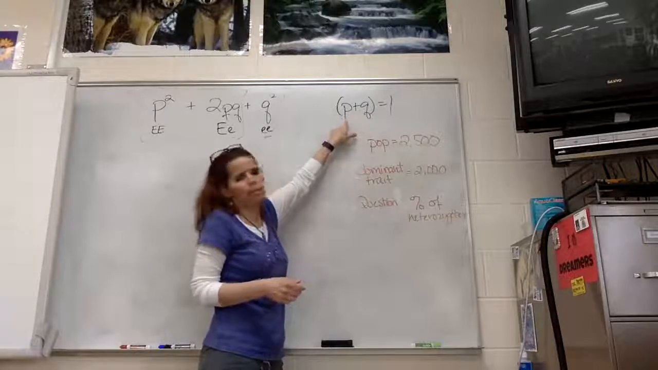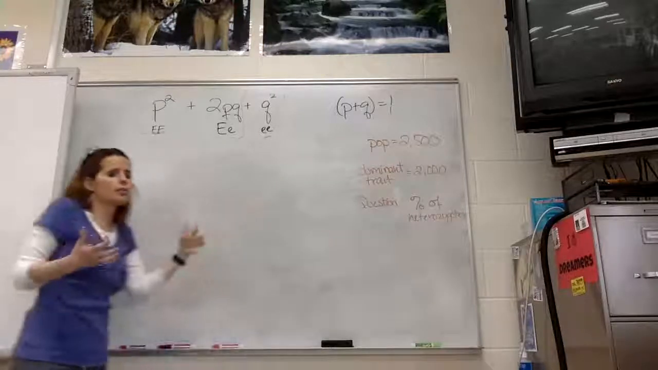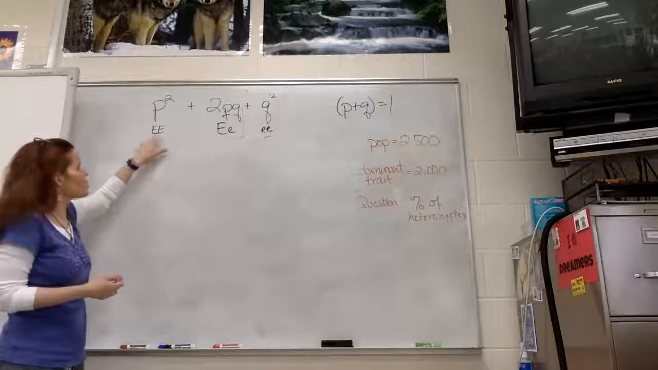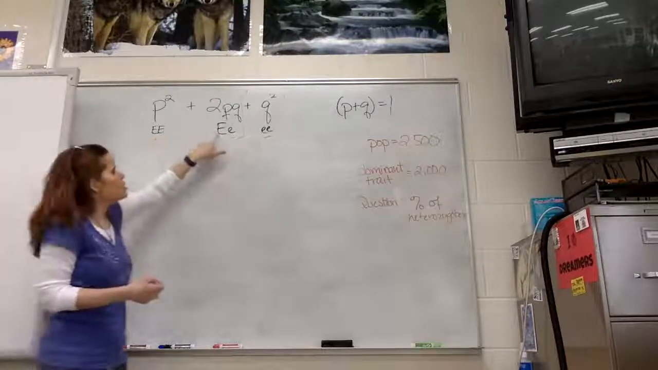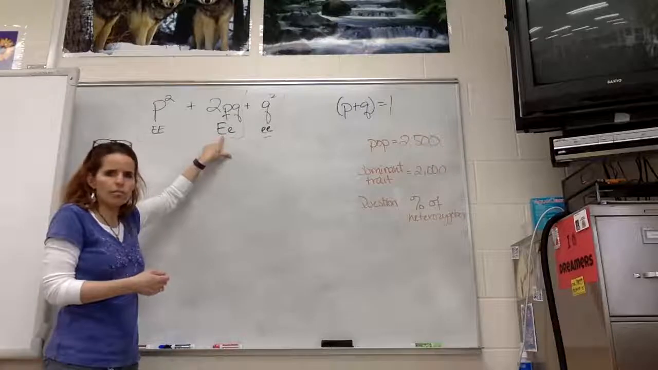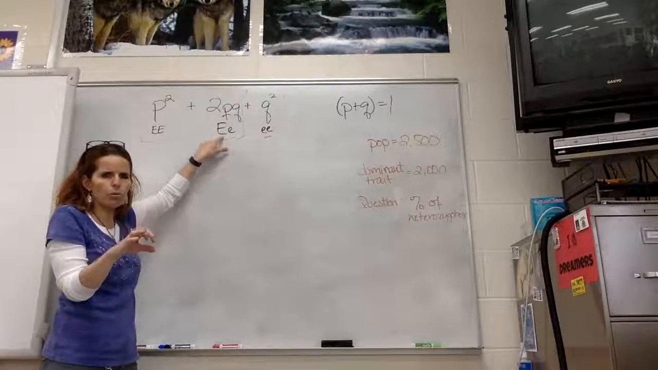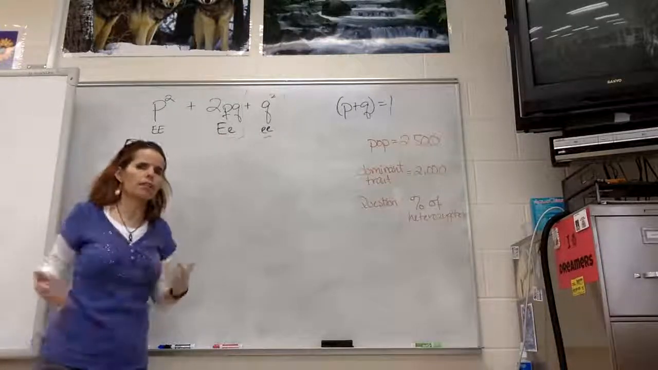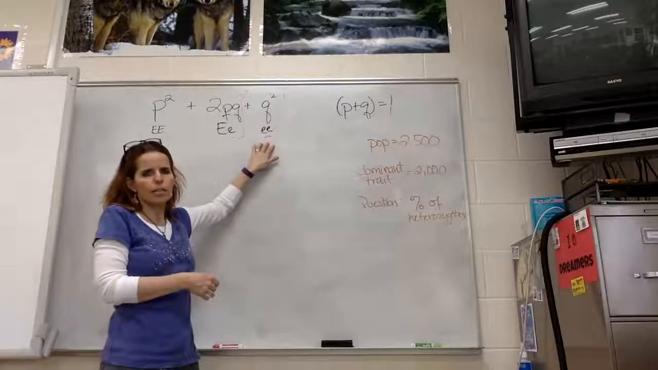P refers to the dominant trait and q refers to the recessive trait. In the equation, p squared are the homozygous dominant, and that's why I put 2 capital E's, just to remind you, homozygous dominant. 2pq are the heterozygotes, and I wrote big E, little e to remind you that that's a capital and a lowercase. They are also called carriers, and if you're heterozygous, you are a carrier. And then the q squared are the homozygous recessives.